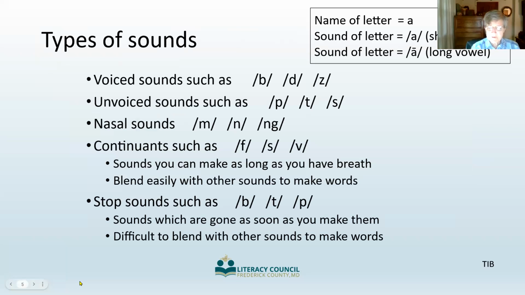There are several types of sounds. Voiced sounds are made using your vocal cords, while unvoiced sounds are made with your breath. Nasal sounds come through your nose. Continuants are sounds that you can make as long as you have breath, but stop sounds cannot be held and are gone as soon as you make them. Recognizing these differences can help you teach the student how to make sounds and can also help you choose practice words to improve pronunciation.